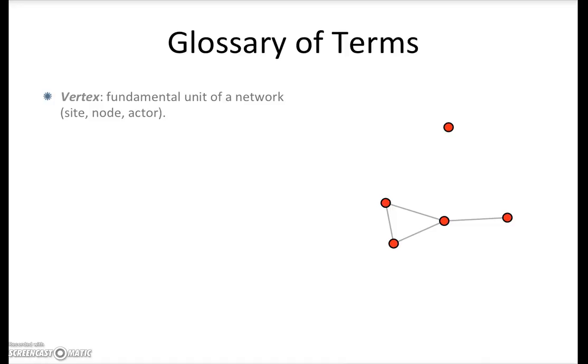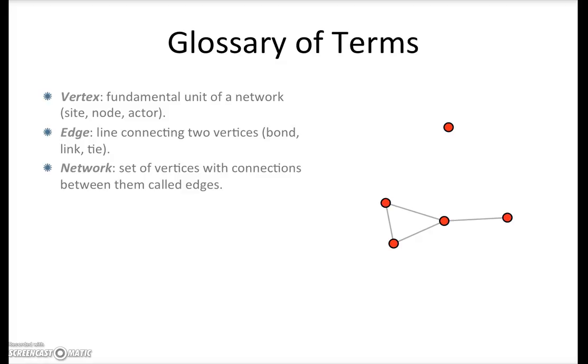So we would also refer to a vertex as a site, a node, or an actor. And this is the fundamental unit of a graph or a network. And the line connecting two vertices is considered an edge. It's also referred to as bond, link, or tie. And the set of vertices and edges is what is defined as a network or a graph. Now, given that each vertex may have a number of edges, edges coming in or edges going out, this number of edges is called the degree of a vertex, the number of connections.